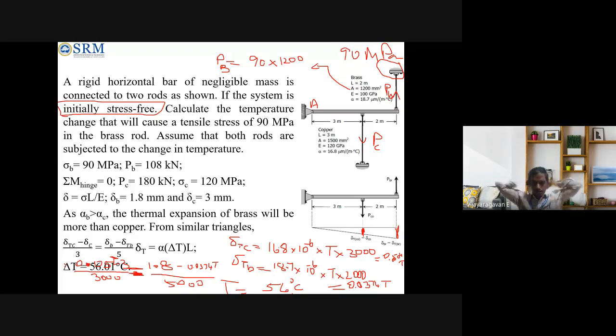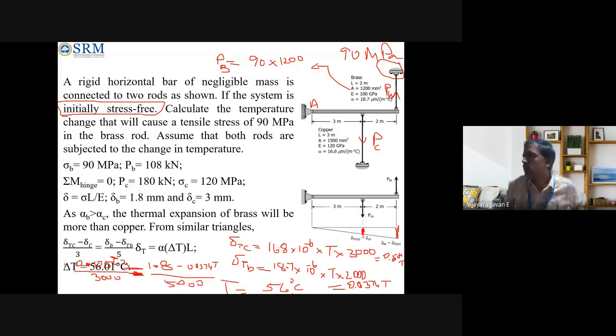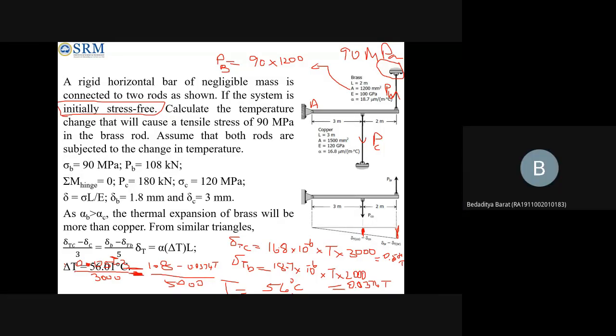Kindly work it out. Can you follow this problem? Any doubts in this? Students? Sir, can you explain the triangle part once?